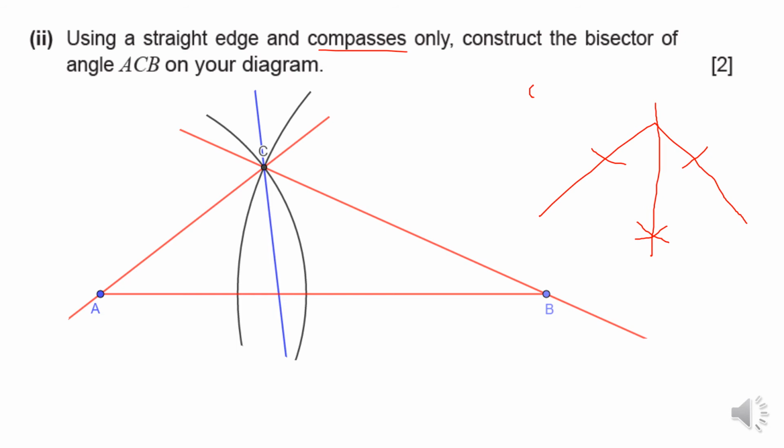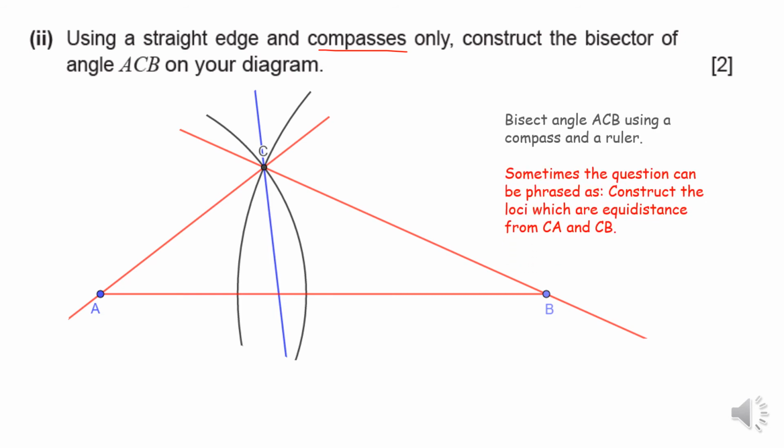All right, so you need to bisect that angle, but remember you do everything on the same diagram. Okay, so just remember, very important, sometimes this question is given to you. They say construct the locus which is equidistant from CA and CB. You can see these are two lines, CA and CB, so it means angle C needs to be bisected. To bisect means to cut in half.